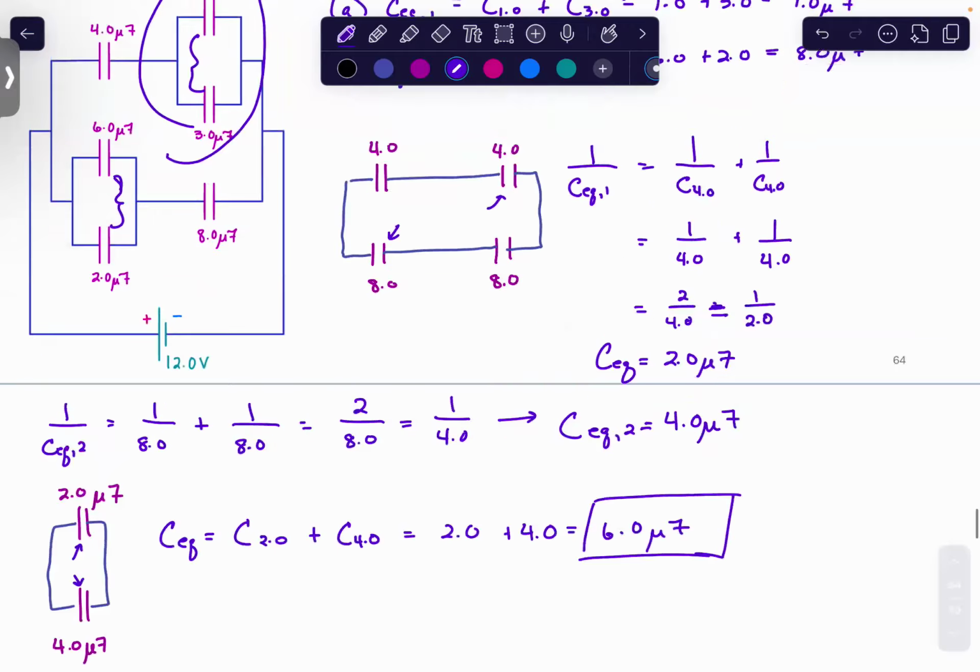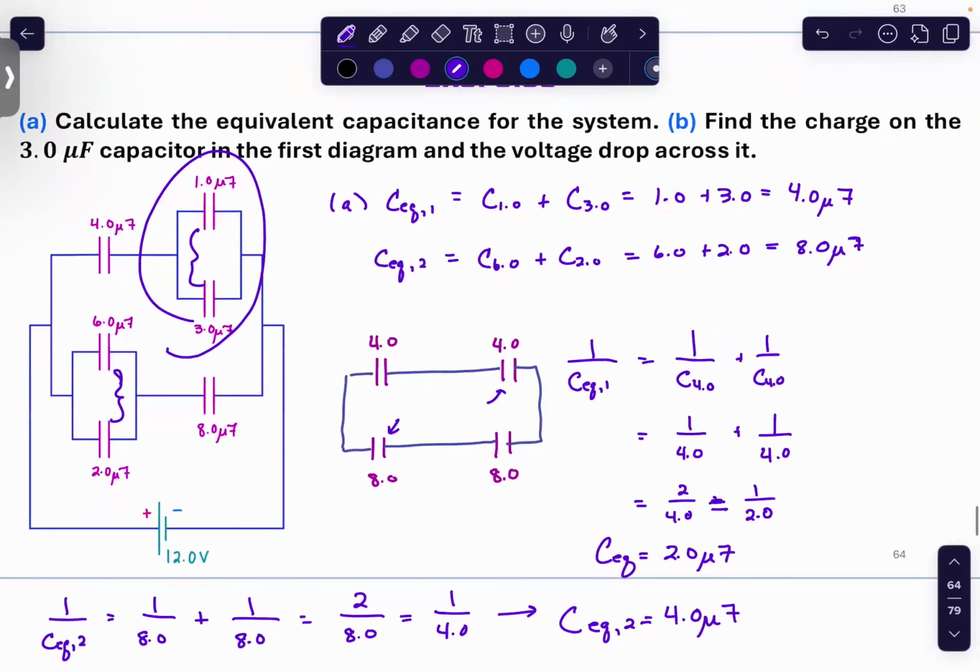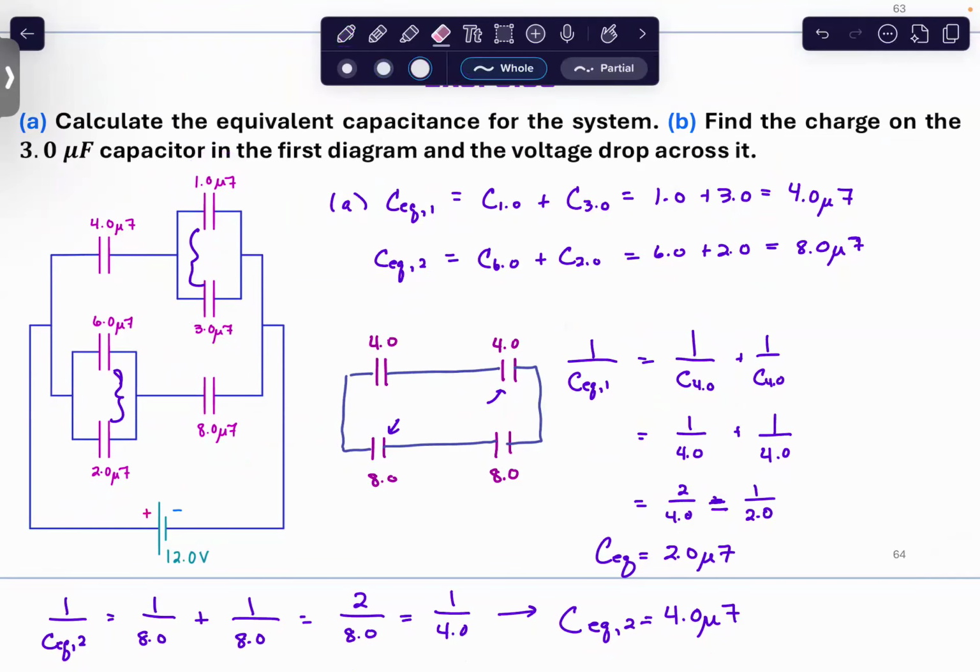So what does part B say? Find the charge on the 3 microfarad capacitor from the first diagram. So we picked a single capacitor out of that mess and said, what's the charge there? You know how we used Kirchhoff's rules to analyze circuits? This is the other way to do it: combining and then spacing back out.